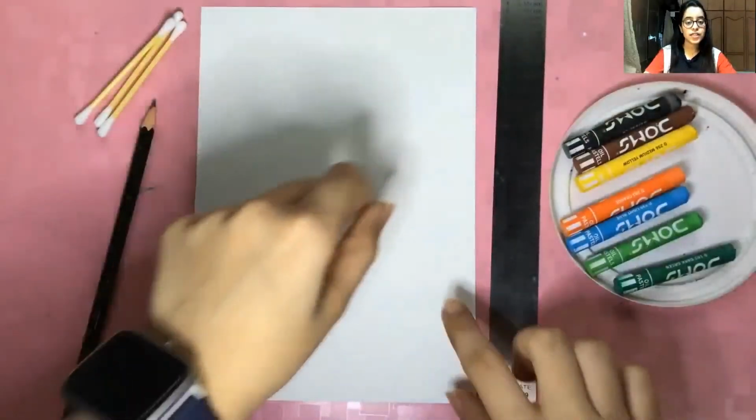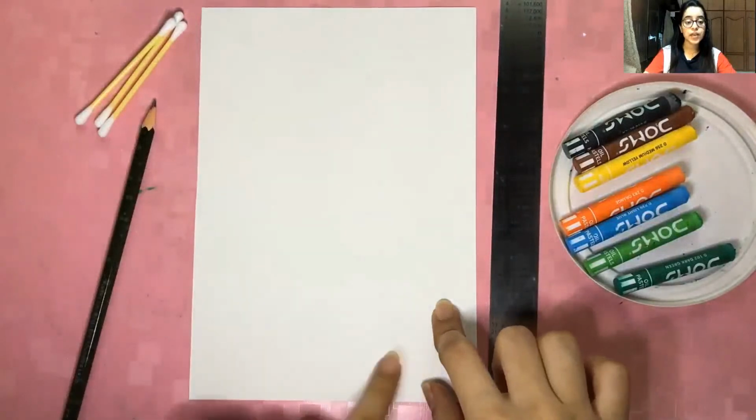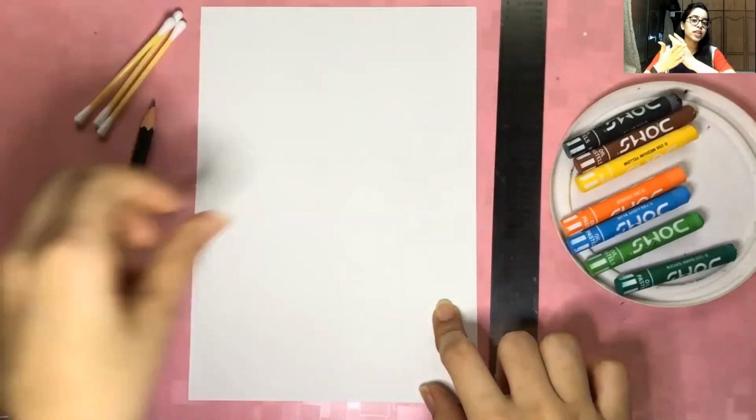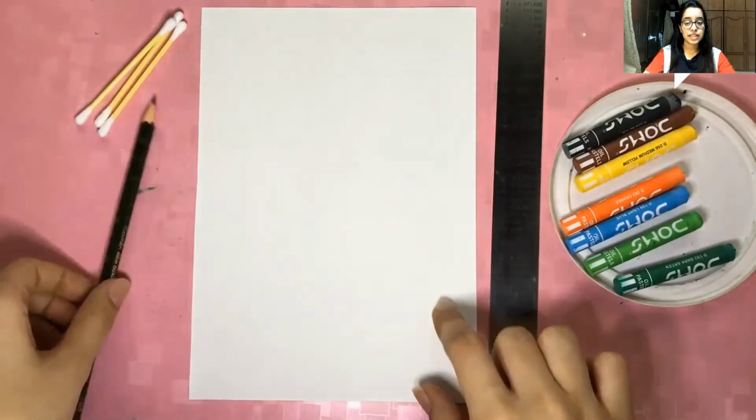Okay. First material we need is an A5 size of white sheet. If you have an A4 size, just cut it into half and you have an A5 size sheet. If you don't have a white sheet, just take a paper from your notebook and you can use that. Okay, so that's our first material.